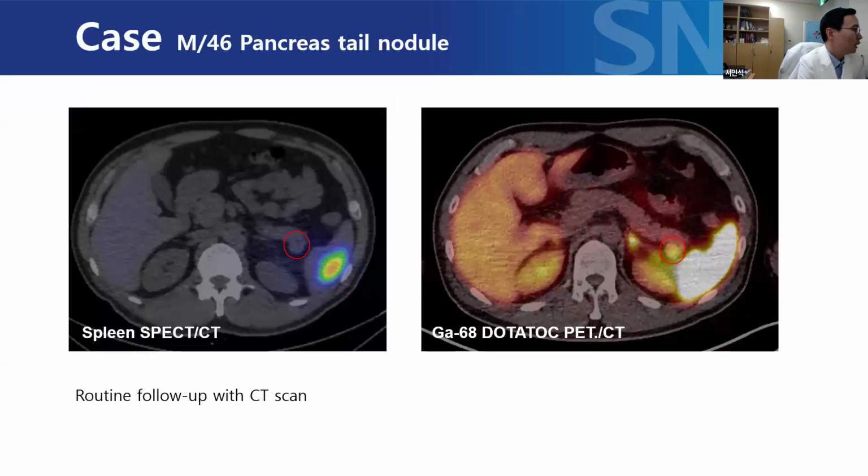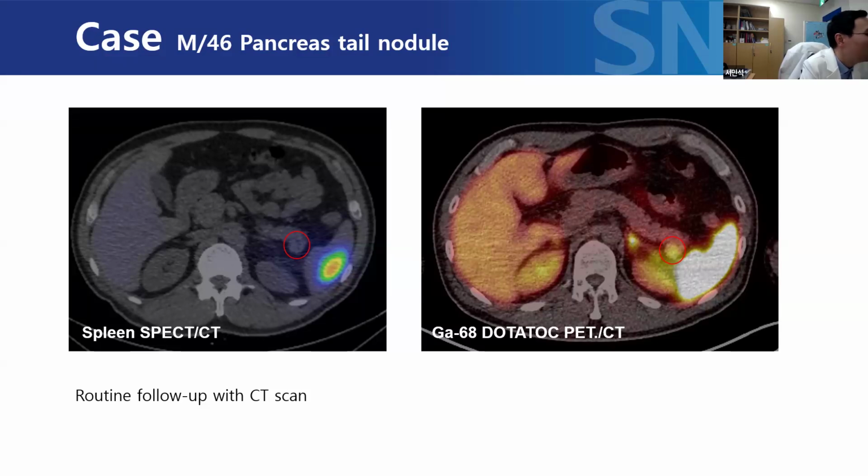We conducted both a spleen SPECT-CT and gallium DOTATOC PET. The spleen normally shows the most intense uptake on gallium-68 somatostatin receptor PET tracers. Consequently, ectopic splenic tissue can cause false positive uptake on somatostatin receptor PET. Thus, somatostatin receptor PET may not discriminate between an accessory spleen and a neuroendocrine tumor, although it shows high focal uptake.